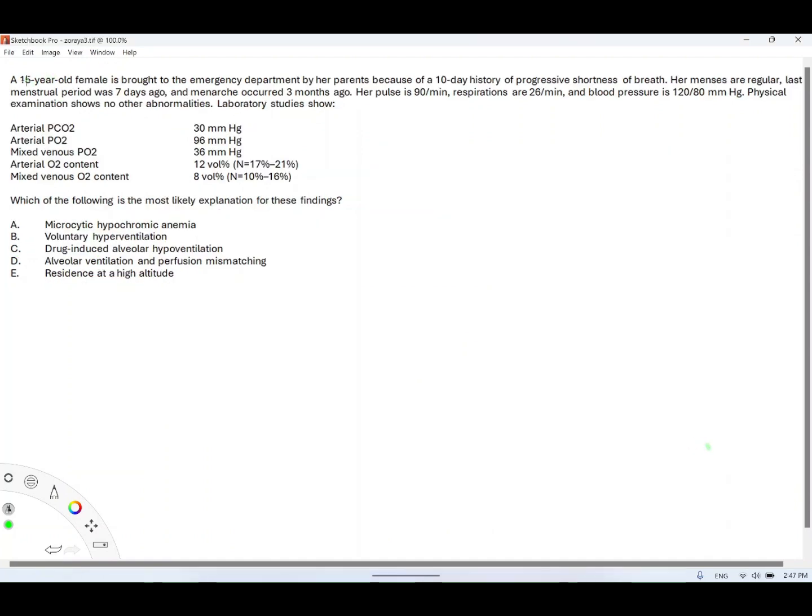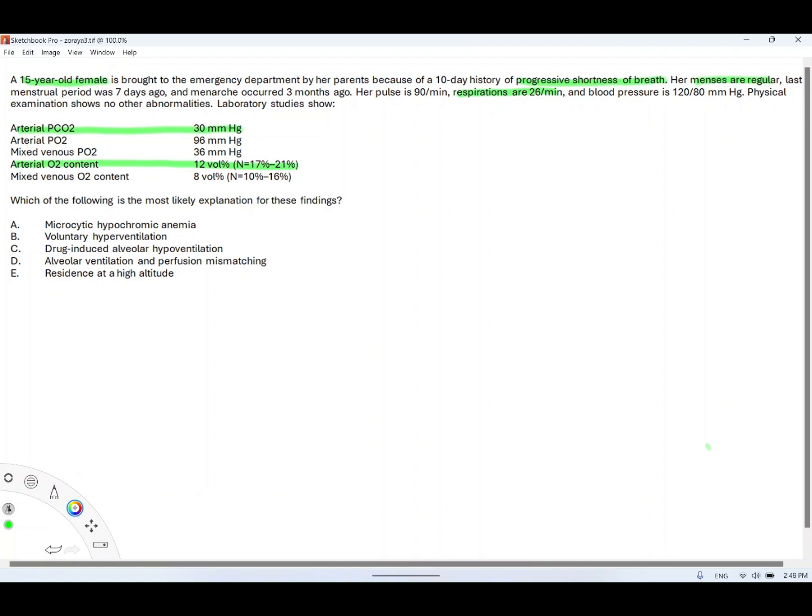Okay, so a 15-year-old female is brought to the emergency department by her parents because of a 10-day history of progressive shortness of breath. Her menses are regular. Last menstrual period was 7 days ago, and menarche occurred 3 months ago. Her pulse is 90, respirations are 26 per minute, blood pressure is normal, physical examination shows no abnormalities. Laboratory study shows carbon dioxide is low, oxygen is normal, and venous oxygen content is low. What's the cause? That's what they're asking. Which of the following is the most likely explanation for this finding?